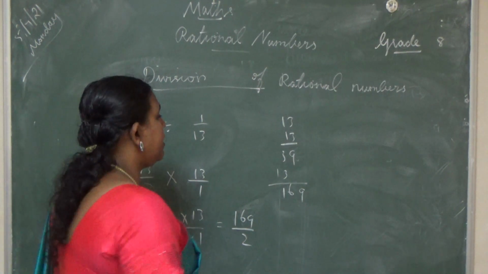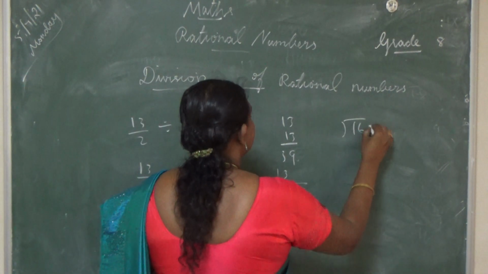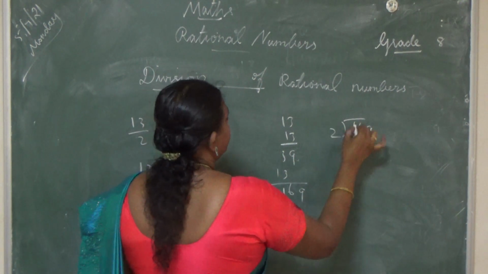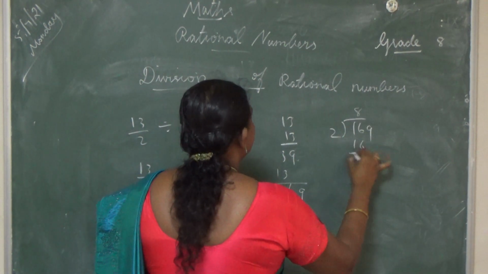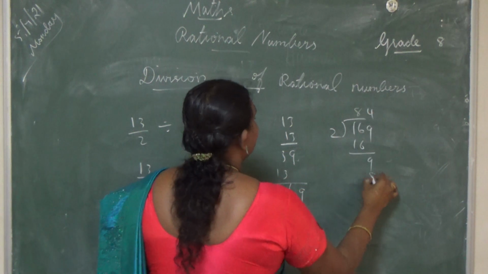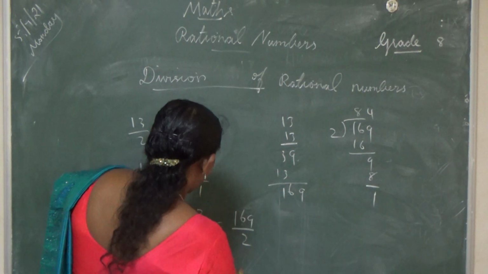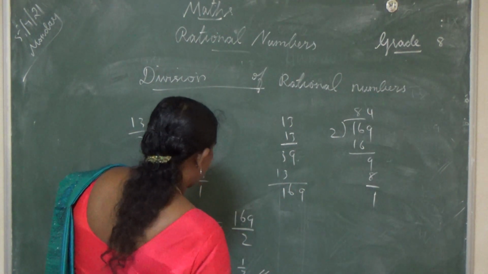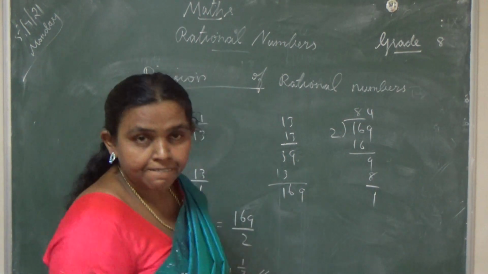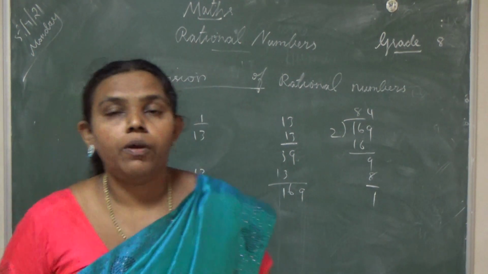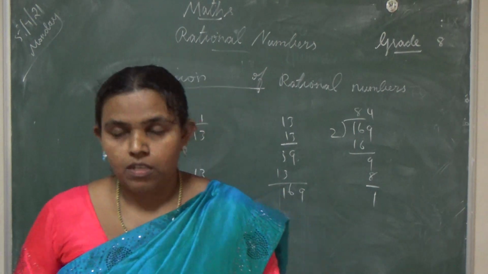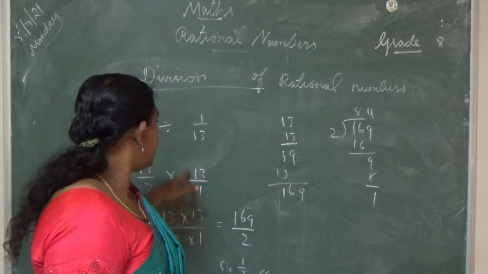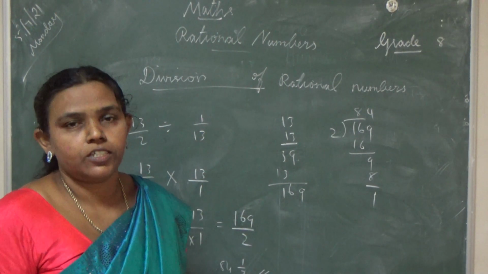So 169 by 2. This is an improper fraction. 8 2s are 16, 9 minus 8, 1. That is 84 1 by 2. For division you have to change the sign and it's like multiplication only. Okay.